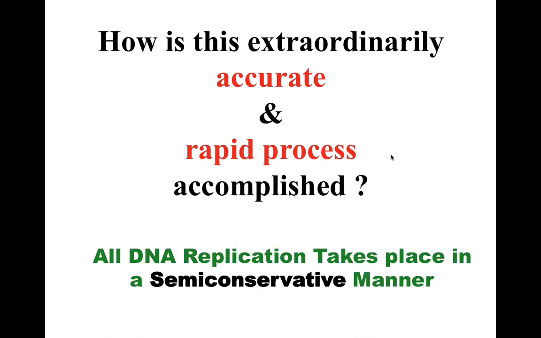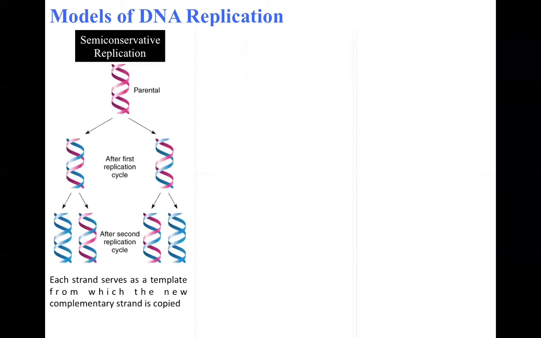So there are different models. Initially, it was thought that there are three models to explain how DNA replication happens. The first model was semi-conservative replication. So this is the parental DNA. Just imagine this pink color strand is the parental DNA.